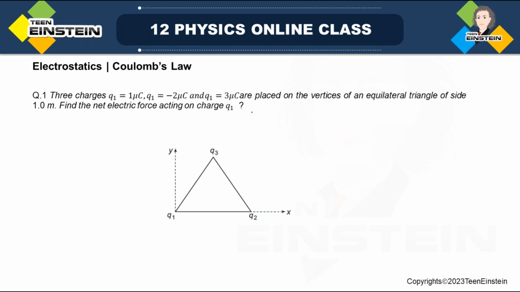Among them, one was this: three charges, Q1 is 1 microcoulomb, Q2 is minus 2 microcoulomb, and Q3 is 3 microcoulomb. These are placed on the vertices of an equilateral triangle of side 1 meter. Find the electric force acting on charge Q1. This was one question we have already discussed.